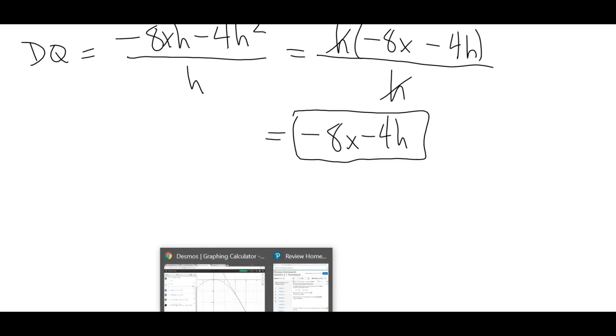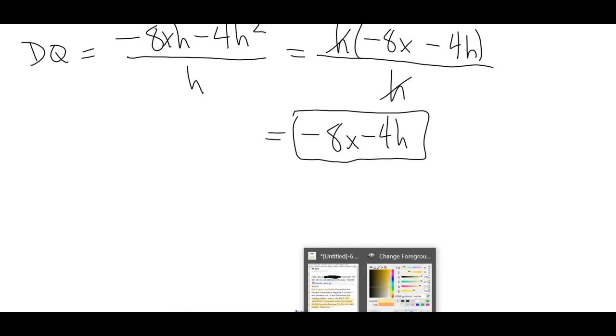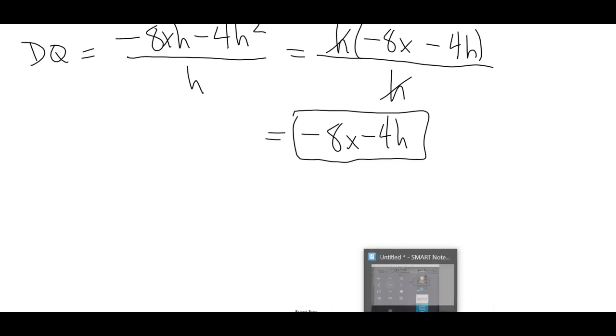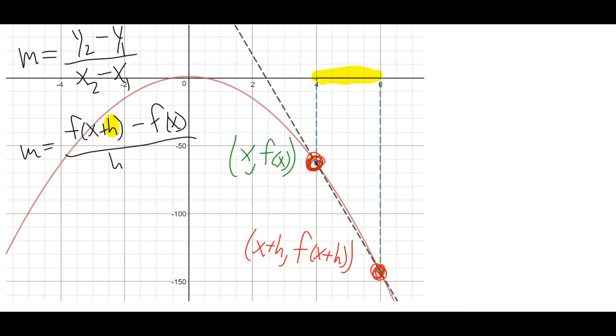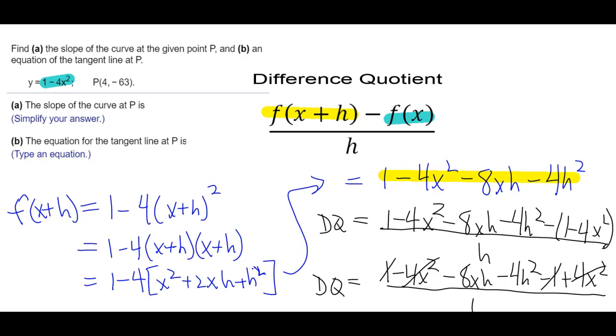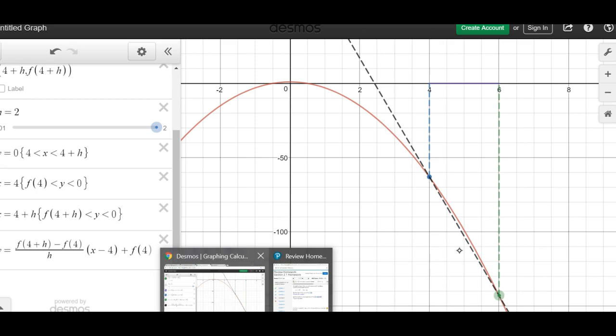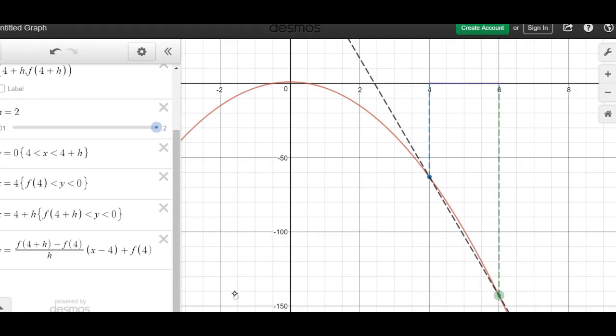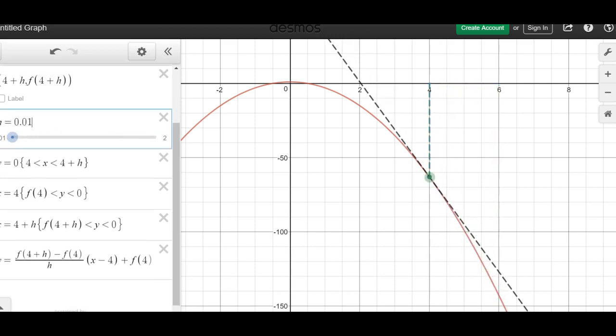Now, what we want to do in this problem is find the instantaneous rate of change. So the slope of the curve at (4, -63), that's the same thing as asking, what's the instantaneous rate of change? What's the slope of this line if we shrink this thing all the way down to 0? What's the slope of the line once this h is allowed to go to 0?